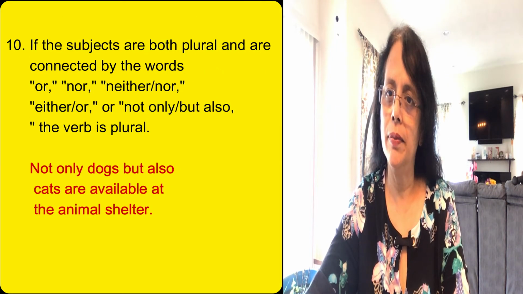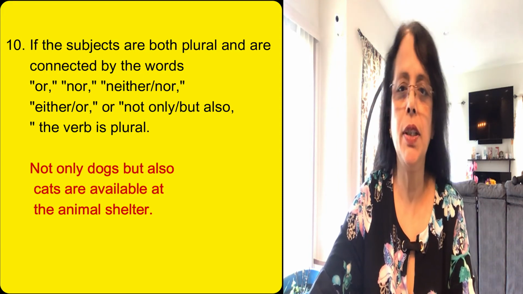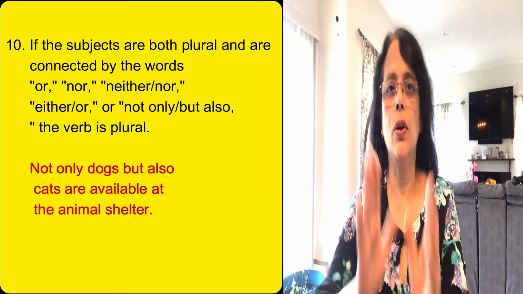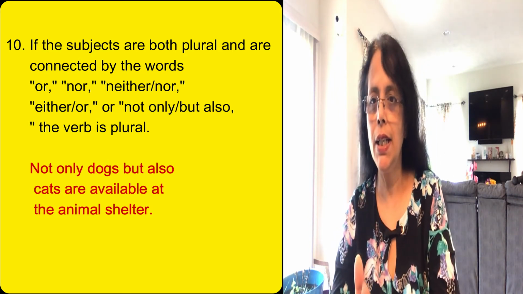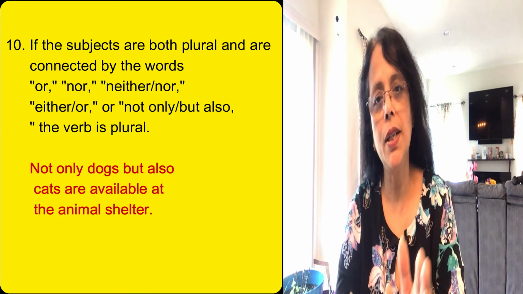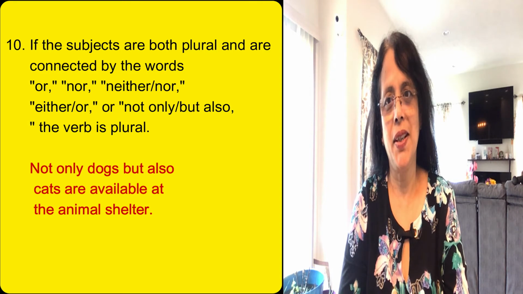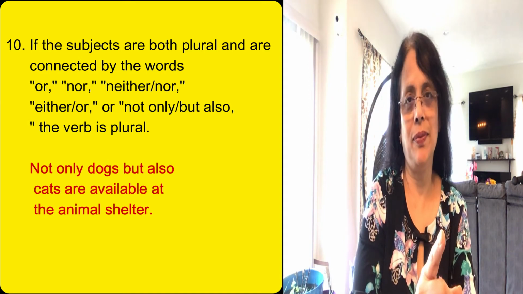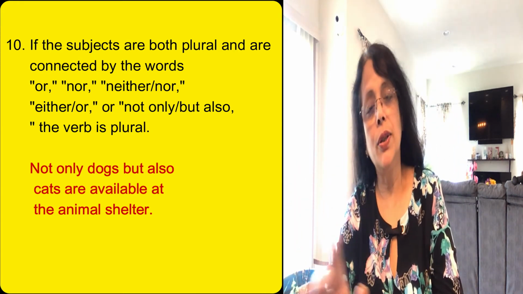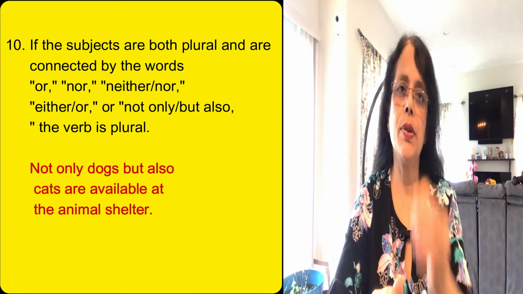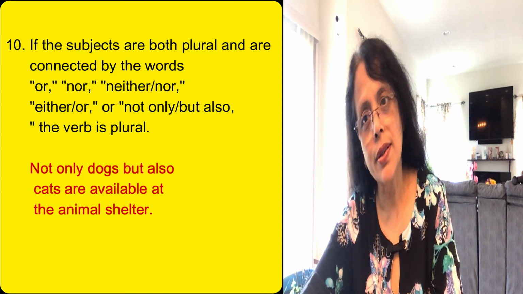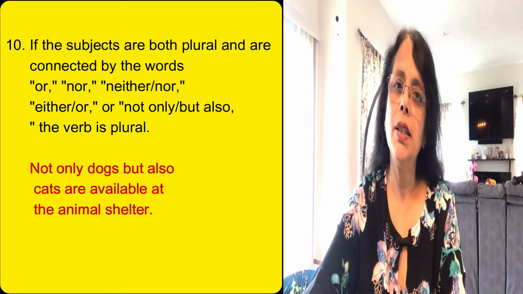Now the 10th one. If the subjects are both plural and are connected by the words or, nor, neither nor, either or, not only but also, then the verb will be plural. Not only dogs but also cats are available in the animal shelter.